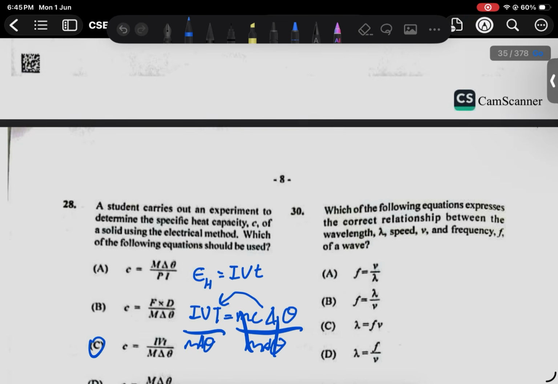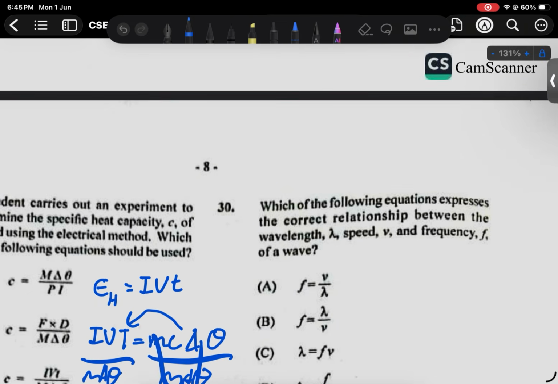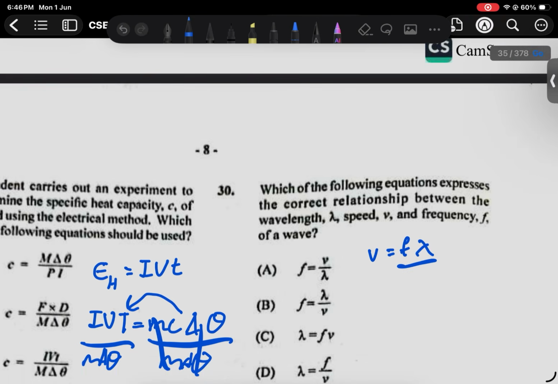Which of the following equations expresses the correct relationship between the wavelength, speed, and frequency? You know that the speed is equal to the frequency multiplied by the wavelength. So anything that looks like that. So yes, when you divide by the wavelength, we get that F is equal to V over the wavelength.